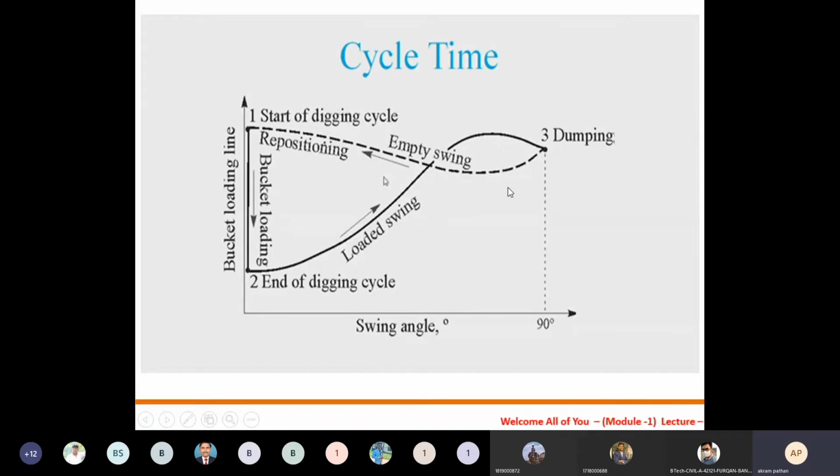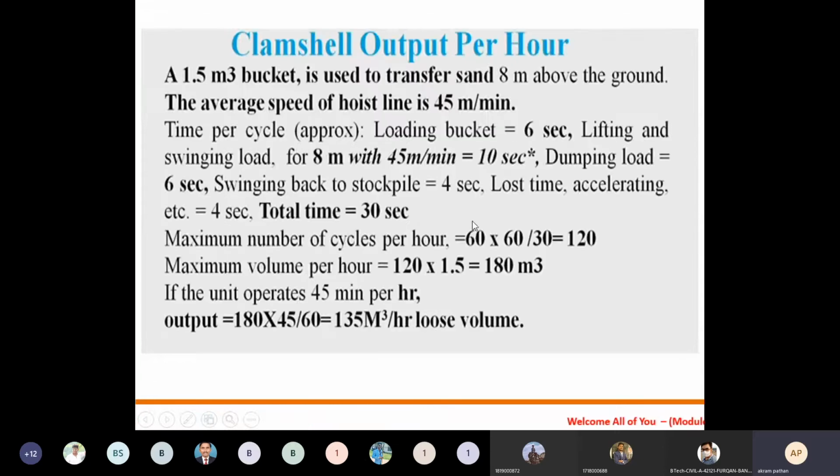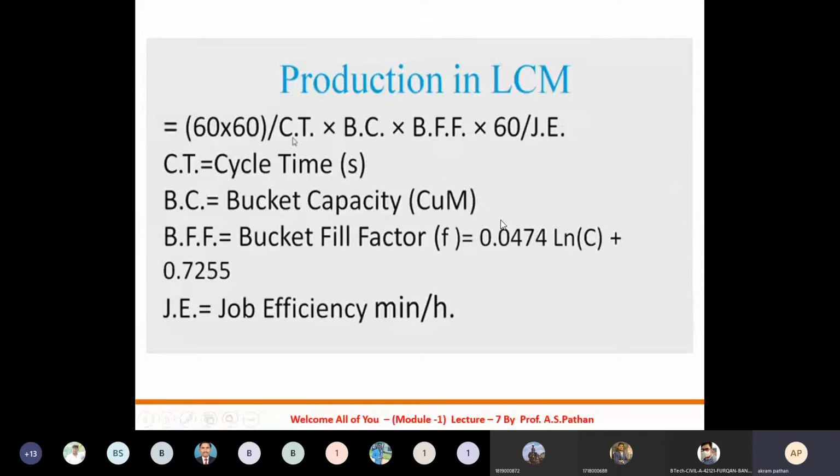So the digging and dumping operation we have to do with the help of the bucket at an angle of 90 degrees, and this is the bucket loading time. So this is generally how the cycle time works. Then we also saw simple numericals on the clamshell output per hour. This is the problem we saw in the last lectures, so there is no need to repeat these things again.